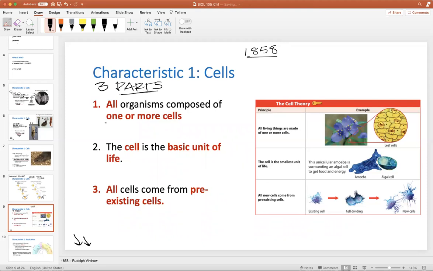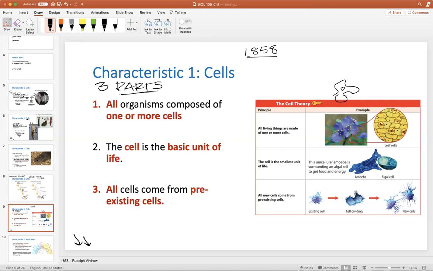So first and foremost, all organisms are composed of 1 or more cells, okay? So look here, all things are made up of 1 or more cells. We have a plant, one that's more like multiple cells, right? If we had an amoeba, that would be a unicellular beastie, right? But that still qualifies, that's 1 cell. We also agree that the cell is the basic unit of life, okay? It is the smallest unit of life.